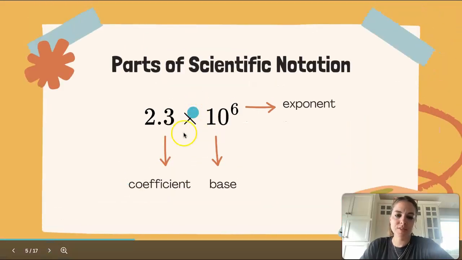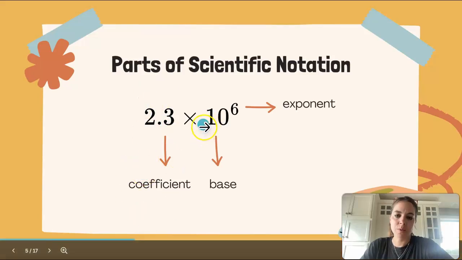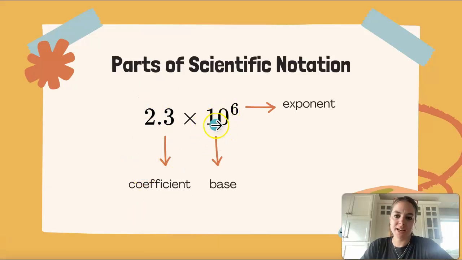So here are the different parts of scientific notation. We have our coefficient up here, and we have our base right here of 10, and our exponent here of 6. So this part should be familiar with the current unit we're working on. This part you should remember from when we were combining like terms, and in our equations unit we talked about coefficients as well.